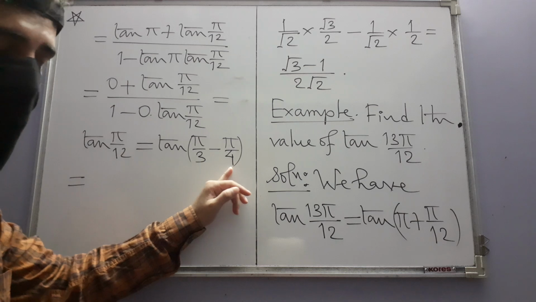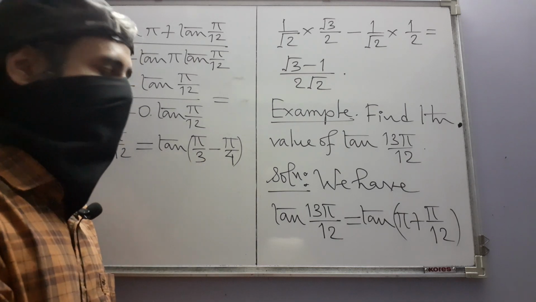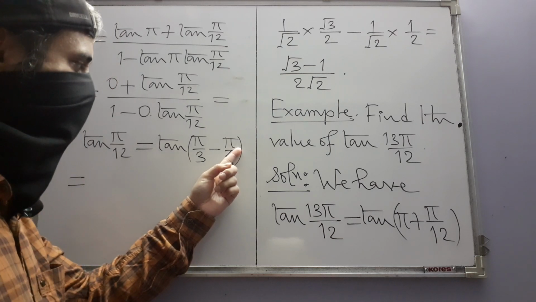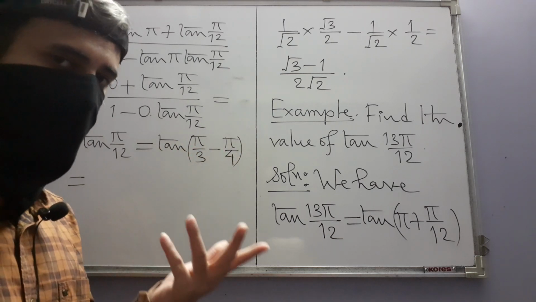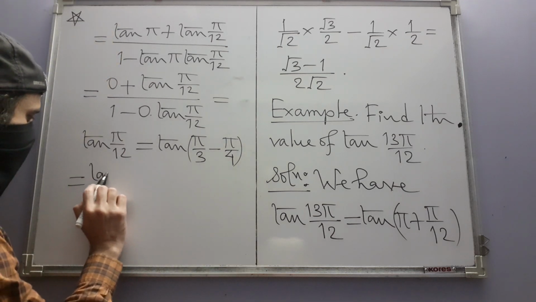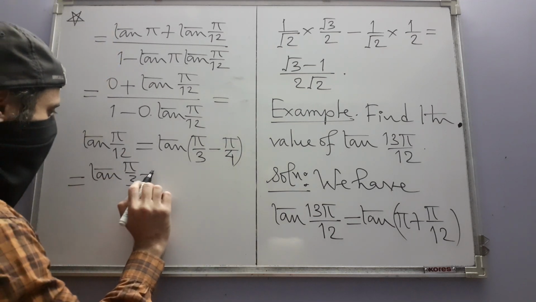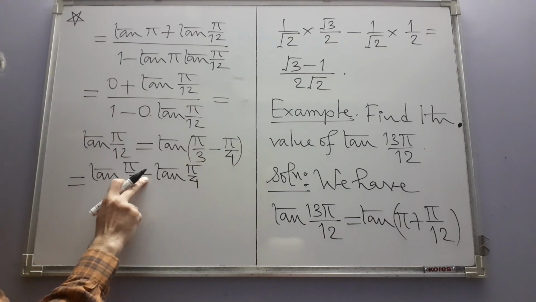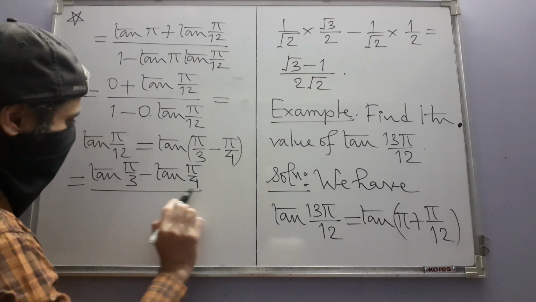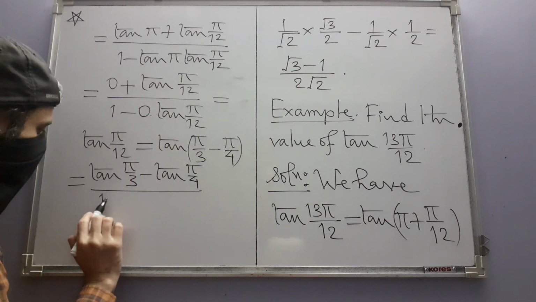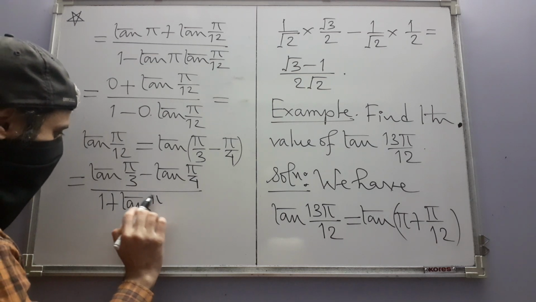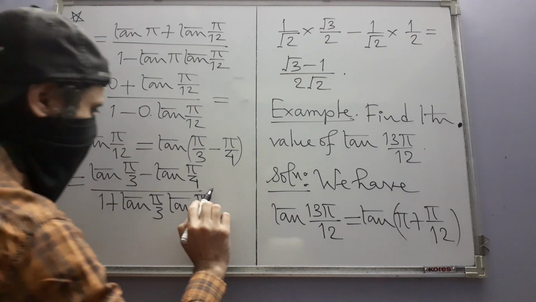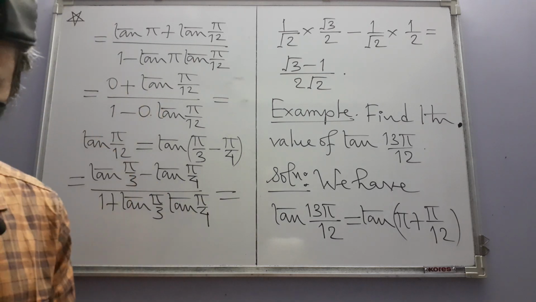Again you have to see whether these angles are odd multiples of pi over 2. This is not an integer multiple of pi over 2, it is less than pi over 2. This is also less than pi over 2, so no problem. We can apply our formula. For tan x minus y, we have minus here and the denominator has plus, the opposite of this thing. Alright, so let me continue on that side.